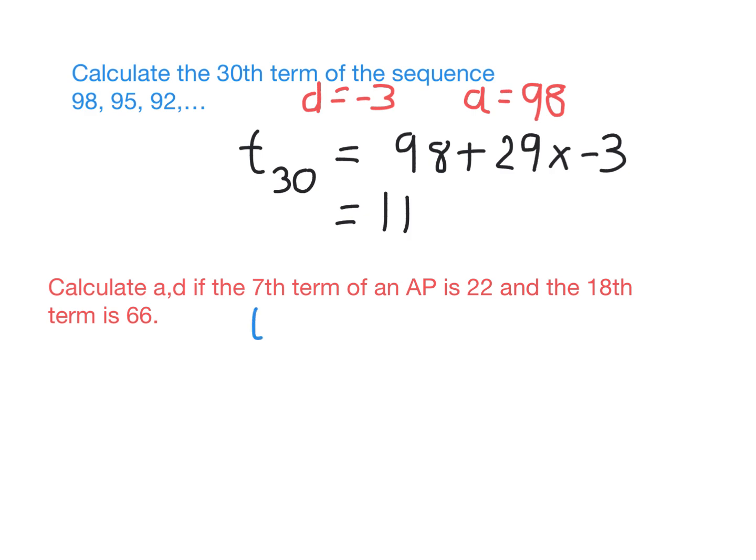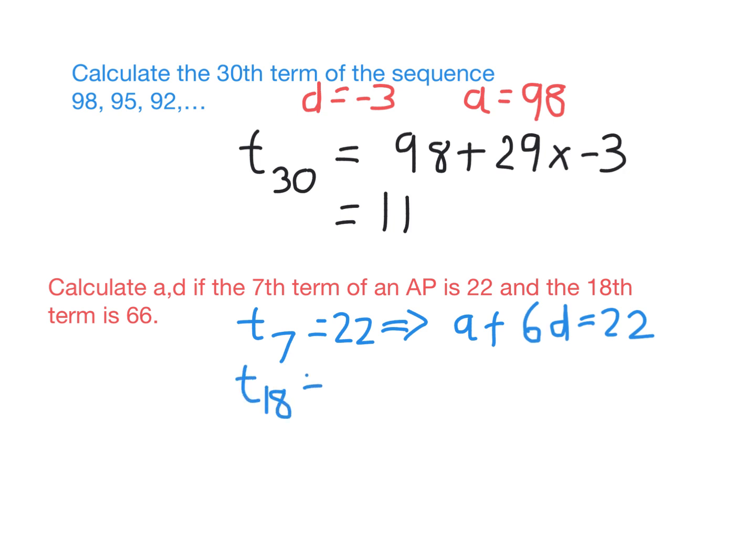The first equation comes from the 7th term, so if T7 equals 22, what that means is A, which we don't know, plus (n minus 1)d, where n is 7 when we're talking about the 7th term, so n minus 1 is 6. A plus (n minus 1)d gives you the value of the term. Similarly, for the second equation, we have the 18th term is equal to 66. So that means A plus (n minus 1), which is 17 now, d equals 66.